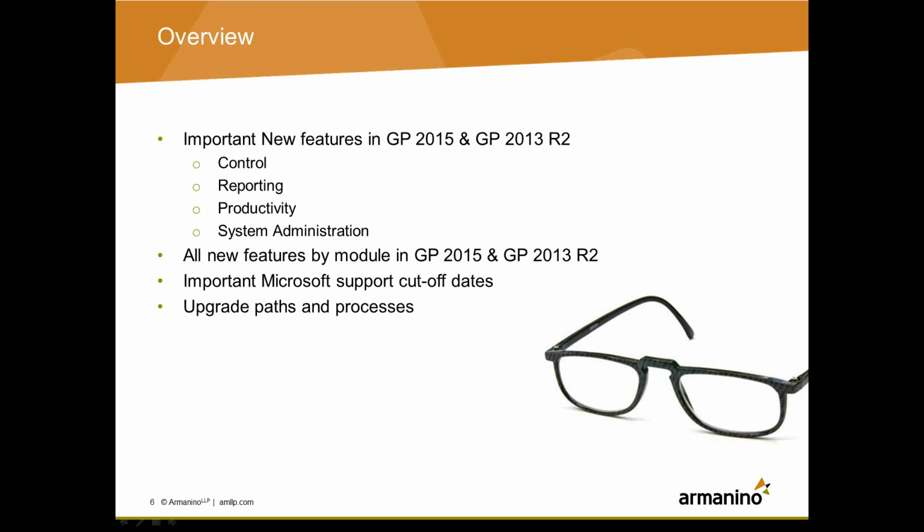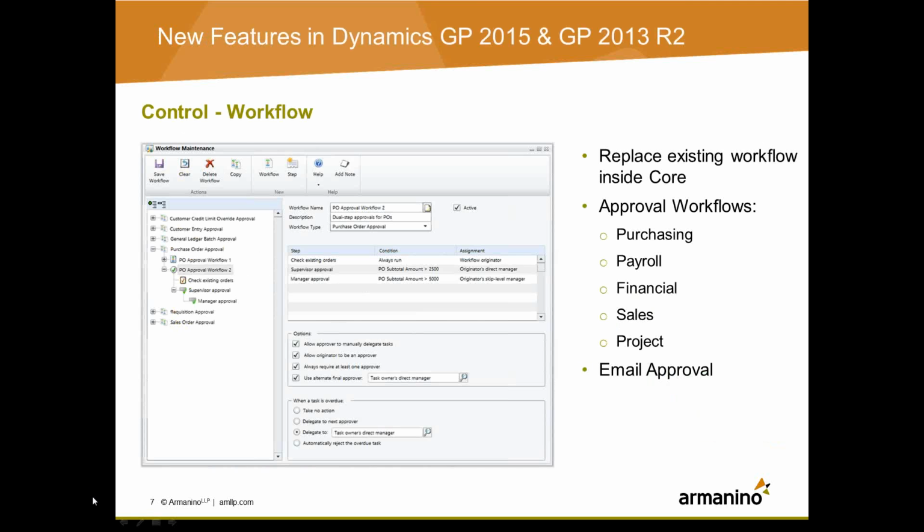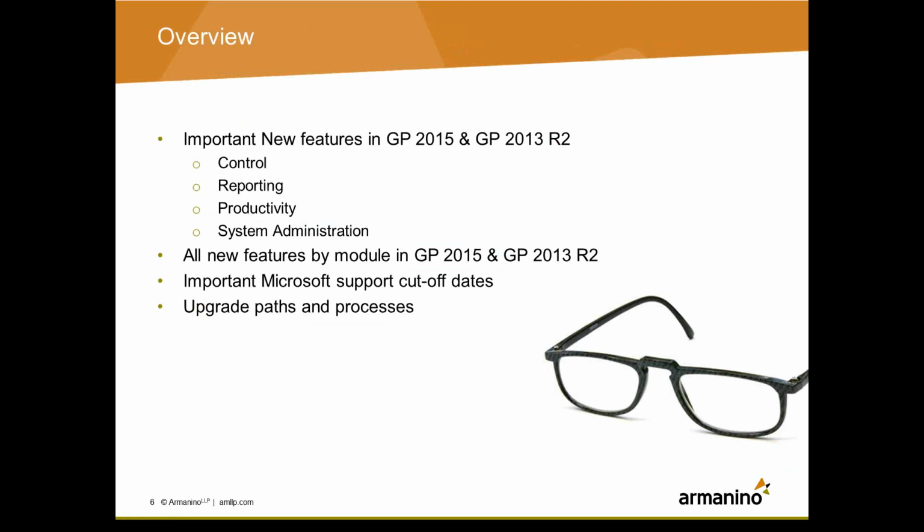Okay. So what we wanted to show you today were some new things that are coming out in GP 2015 and 2013 R2. Now, one thing Microsoft has done in the last year or so is they've increased the cadence of their releases. So you're going to see a lot more new features coming out of Microsoft on a regular basis. So what we're going to cover today are these improvements, and I kind of group them in control areas: reporting, productivity, and system administration. So we'll take a look at that.